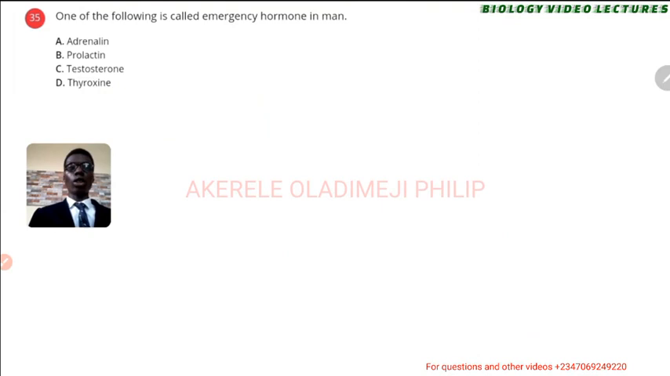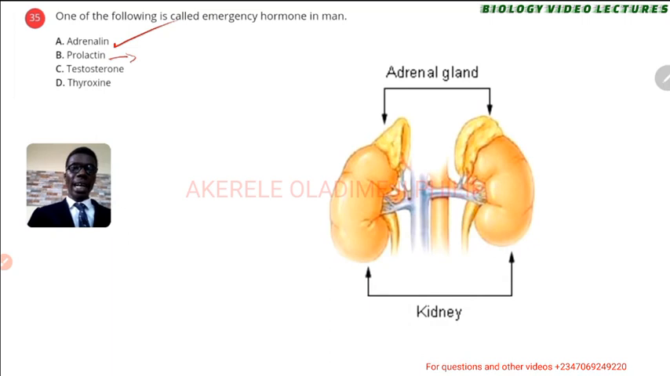One of the following is called the emergency hormone in man. I think this is quite easy. I believe you mentioned adrenaline. That's the answer. Prolactin helps to form milk in the body of females. While testosterone is responsible for secondary male sexual characteristics, and thyroxine helps in metabolism of food, or let's just say it controls metabolism and some other things. So this is adrenaline that is found in the adrenal gland. As a matter of fact, adrenaline was named after the gland that secretes it.